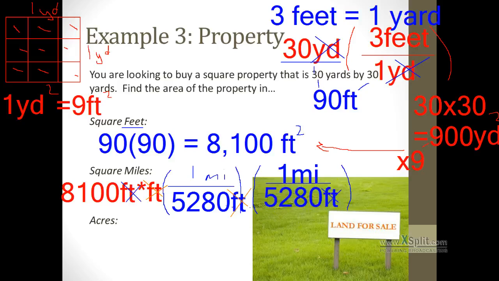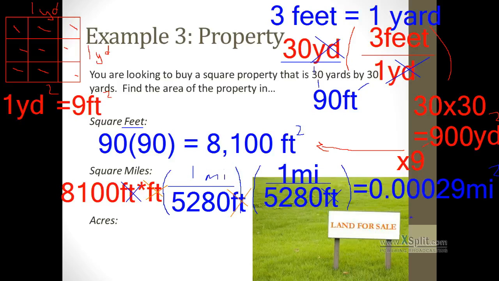That's going to leave us with 8,100, dividing that by 5,280 and dividing that by 5,280 a second time. If you're following along with your calculator, that's going to leave us with 0.00029 miles squared. Notice that I have miles squared because I have miles multiplied by miles. Units also just go ahead and square. If you have miles by miles, it's miles squared.